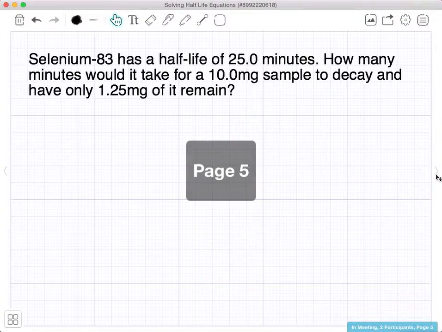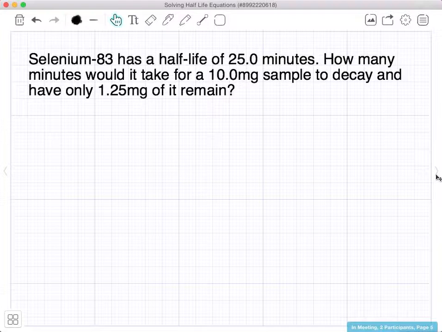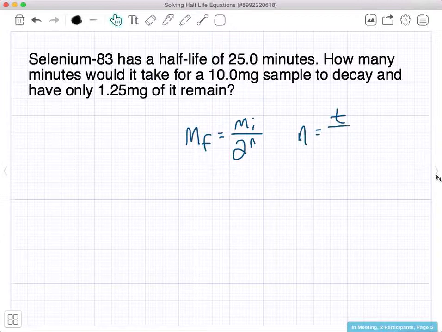Okay, let's look at one more example. So the next example says that we have an isotope of selenium. It's selenium-83, and it has a half-life of 25 minutes. How many minutes would it take for a 10 milligram sample to decay and only have 1.25 milligrams of it remain? All right, so in this same thing, we're starting off with the two formulas that we need. That final mass is equal to initial mass divided by 2 to the nth, and that the number of half-lives is equal to the total time divided by t sub 1/2.